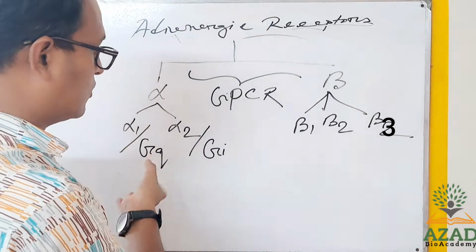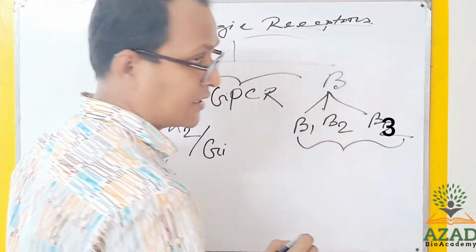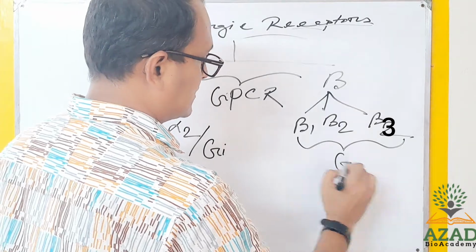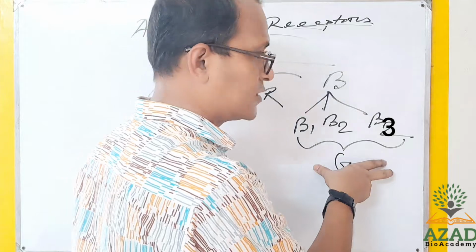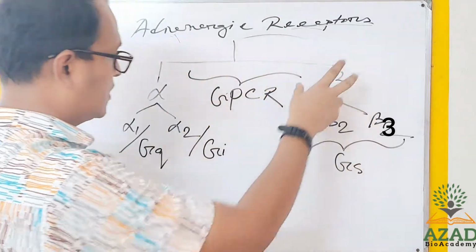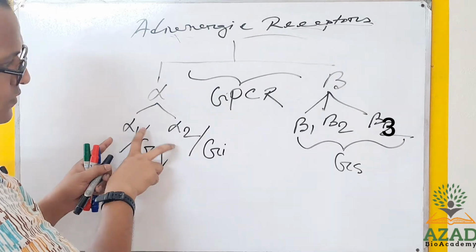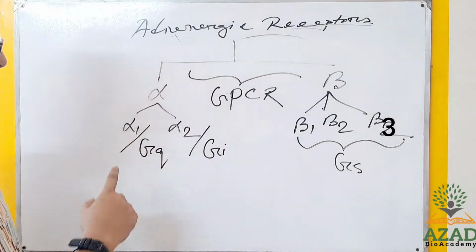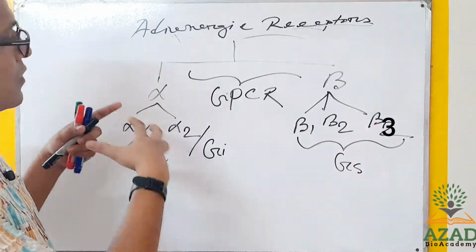This is Gq and this is Gi, and all the beta adrenergic receptors are Gs, that is stimulatory G protein coupled receptors. This is inhibitory, and this is Gq, the phospholipase C oriented G protein. Okay, so this is the basic one. Then I will go for the details.